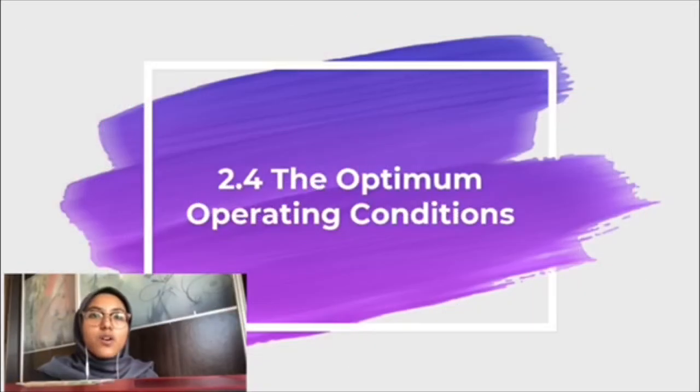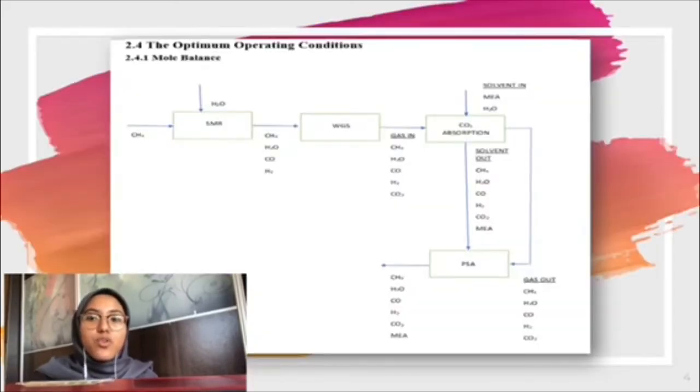So hi, now I am going to present this part, which is 2.4, the optimal operating conditions. In this part, I'm going to focus more on our overall block flow diagram for our design. As you can see, these are the 4 main units that we use in our design: SMR or steam methane reformer, water gas shift, CO2 absorption unit, and pressure swing adsorption unit.